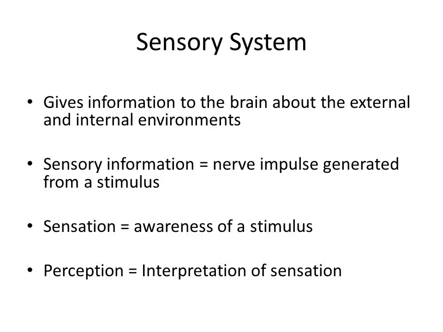For the internal environment, I'm going to be focusing on muscle and joint sensation as opposed to visceral sensation. Sensory information is really a nerve impulse that is generated due to a particular type of stimulus. Sensation is being aware that a stimulus has taken place, whereas perception is the interpretation of that sensation.